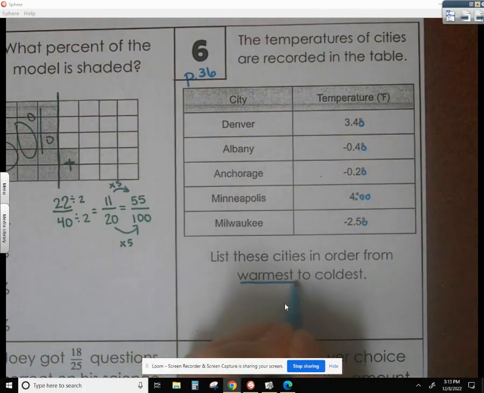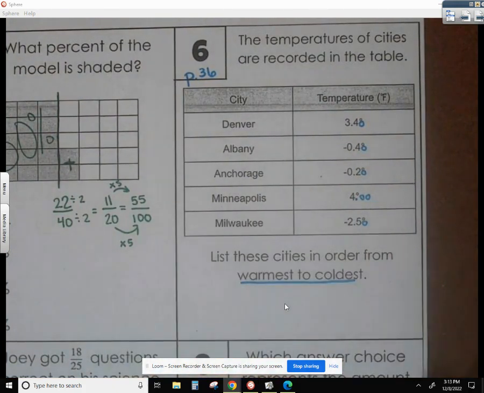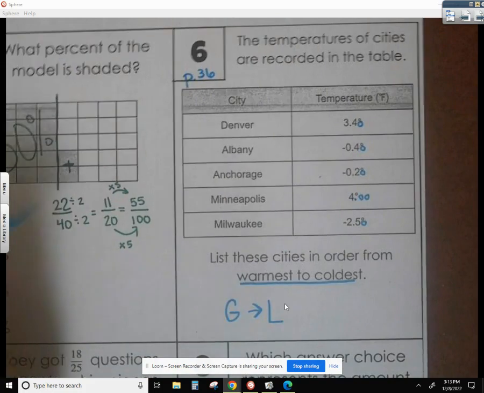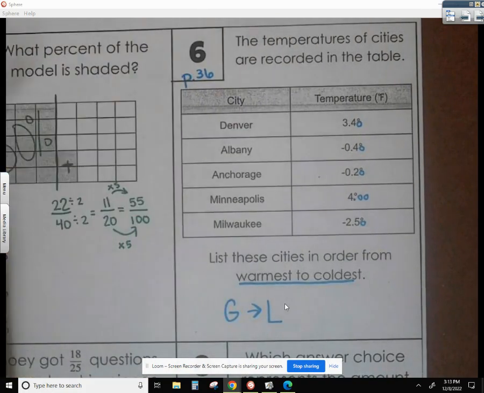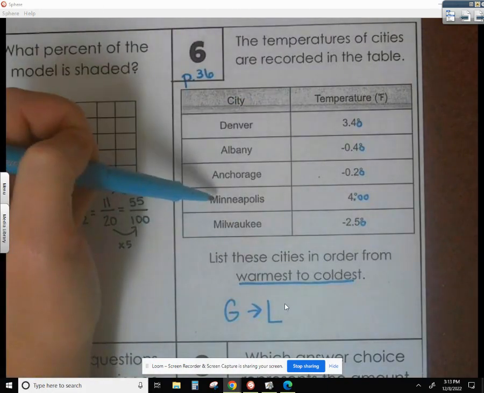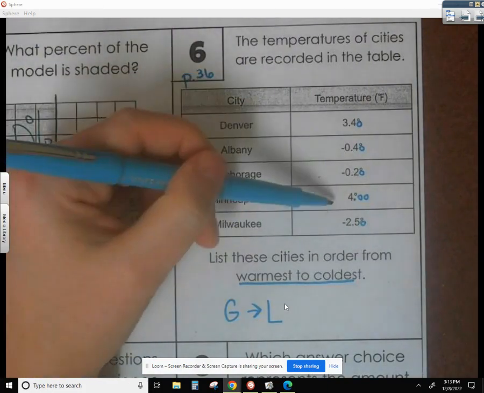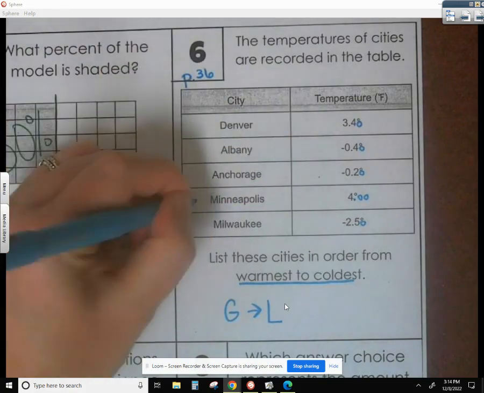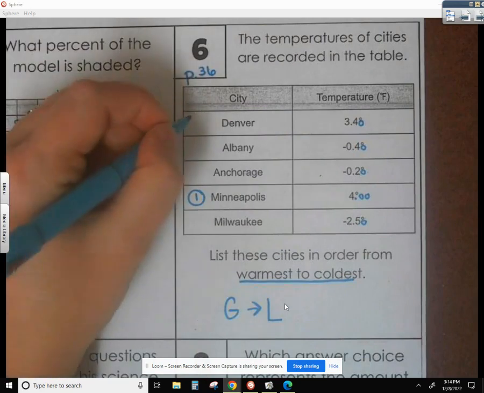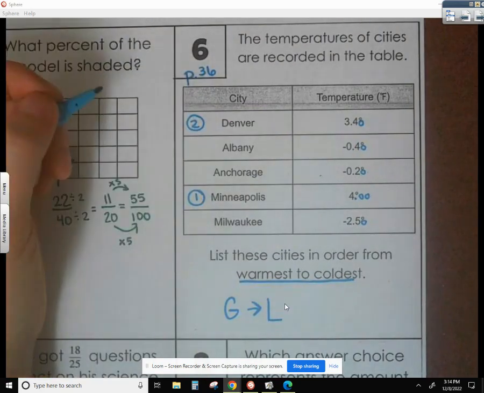And this one is supposed to go warmest to coldest. So warmest is going to be your greatest number. Coldest is going to be your least number. So we have positives and negatives here. And if you're talking about which one's bigger, it's always going to be positives. So we know either Denver or Minneapolis has to come first, but 4 wholes is bigger than 3.4. So Minneapolis is going to have the highest temperature, followed by Denver, because it's the only other positive one.